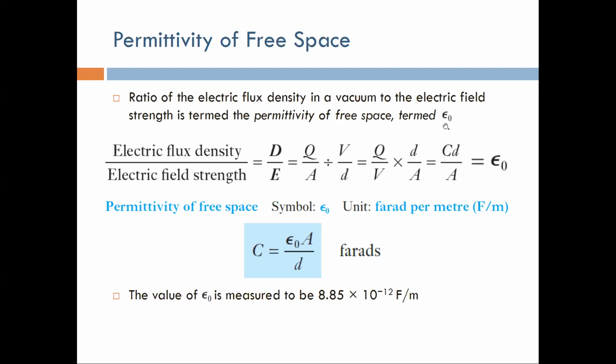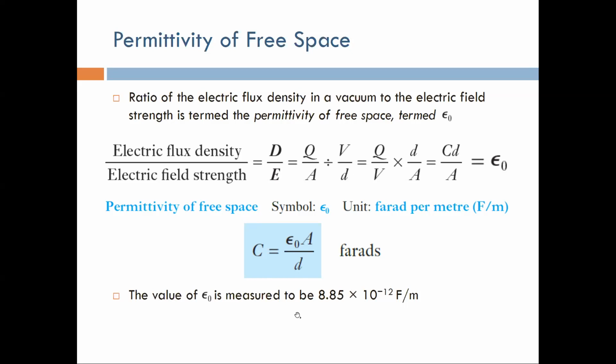So if you have a particular capacitor that is made up of a plate of area A, and the distance between the two plates is D, the effective capacitance of this capacitor will be epsilon naught A over D. Just consider this part of the equation, get the C on one side and all the other terms on the other side. So C will be equal to epsilon naught A over D.